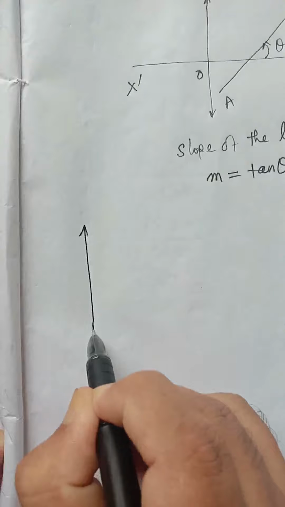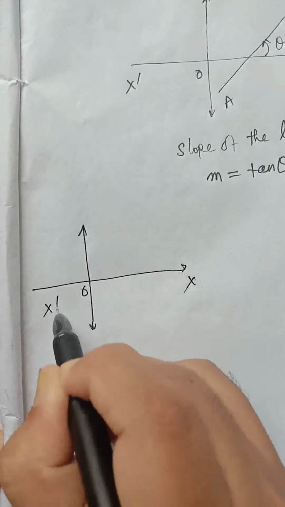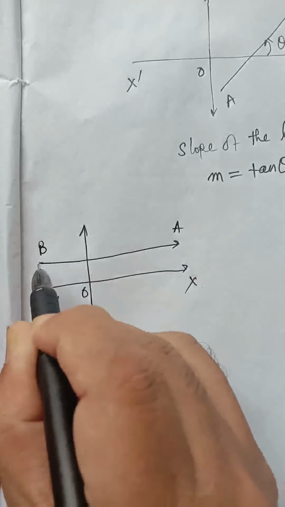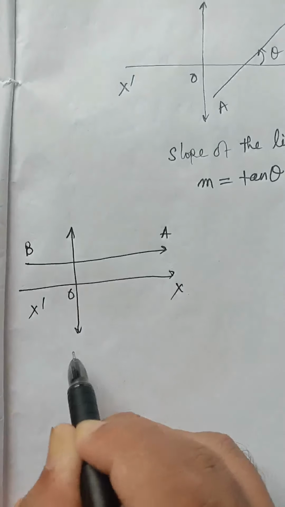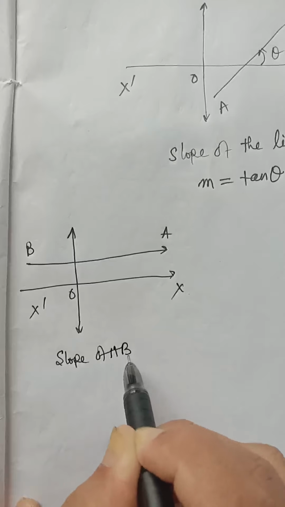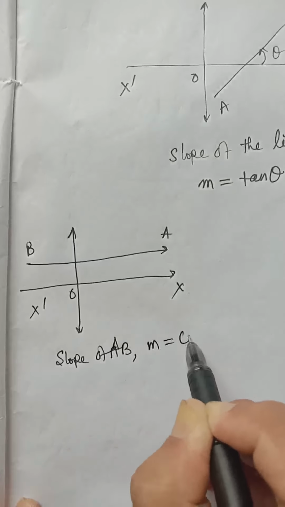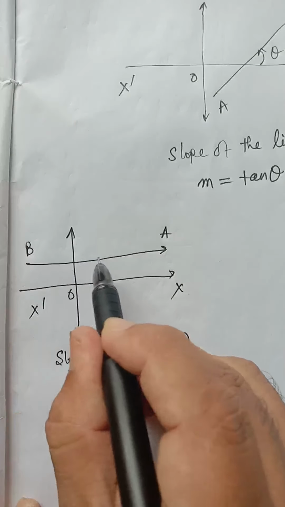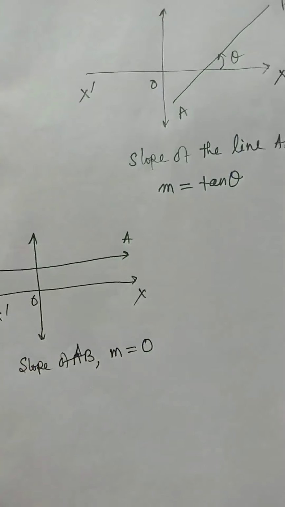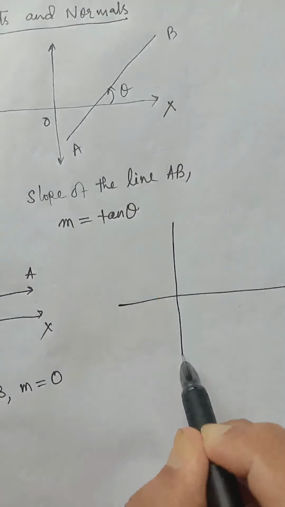Now suppose the straight line AB is parallel to x-axis. The slope of the straight line AB will be m equal to 0, because this line is parallel to x-axis, it makes an angle 0 degree with x-axis and its slope will be tan 0.